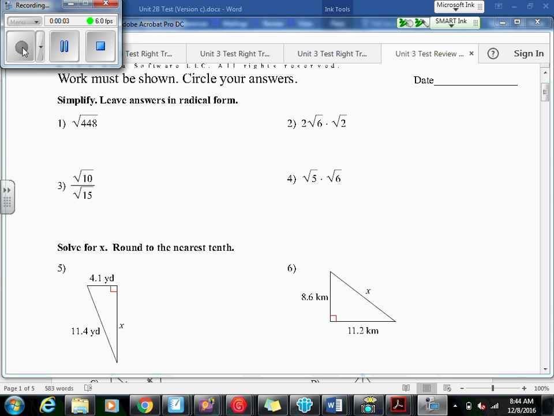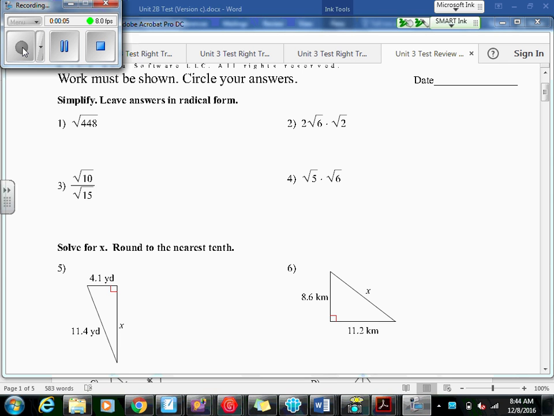Okay, so what we're going to do is go through a few of the simplifying radicals problems and some of the other problems on your review for the trigonometry test. So, first of all, the first four problems are simplifying radicals.